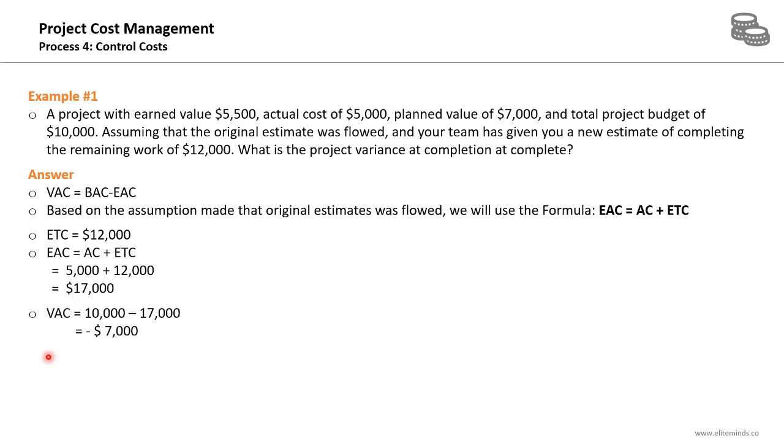The variance at completion equals the budget at completion minus the estimate at completion. By applying the formula, you are forecasting that you will spend $7,000 more than what was planned by the end of the project. This is the negative variance.